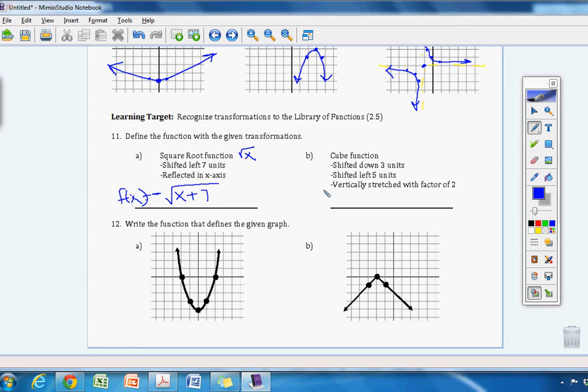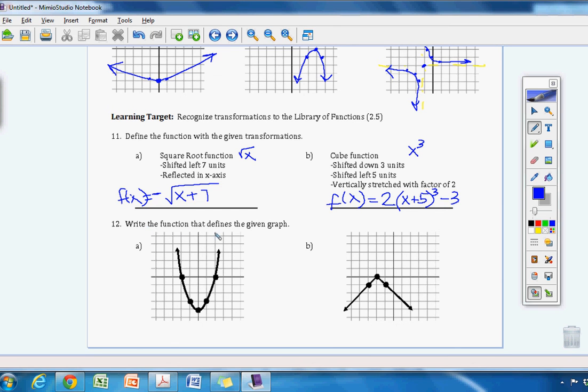Okay, cubed. So I have to shift down 3 units, shift left, and a vertical stretch of 2. So 2's in front. My shift left has to make sure that I am definitely in these parentheses. Okay, so left again is back, so I'm going to go plus 5. And then I'm down 3 units, so minus 3 on the outside.